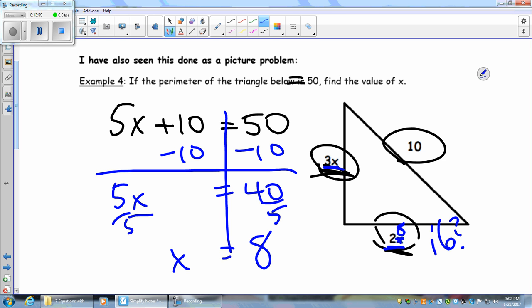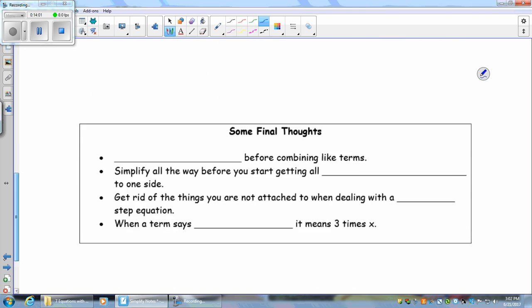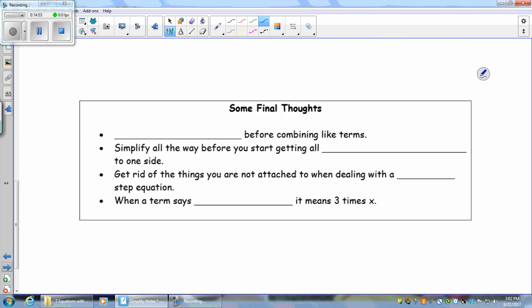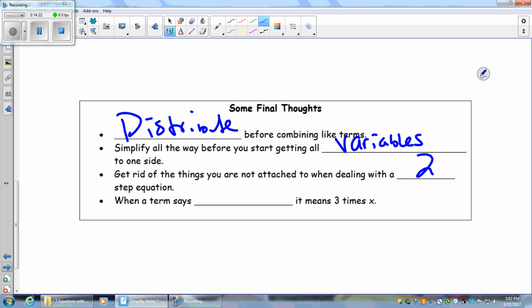All right, so some final thoughts, and then we're done. Blank before combining like terms. What do you guys think? Distribute. Distribute is always going to really come first. Simplify all the way before you start getting all variables to one side. Get rid of the things that you are not attached to when dealing with a two-step equation. And last but not least, when a term says blank, it means 3 times x. What means 3 times x? Just a 3x, so don't get mixed up with that.